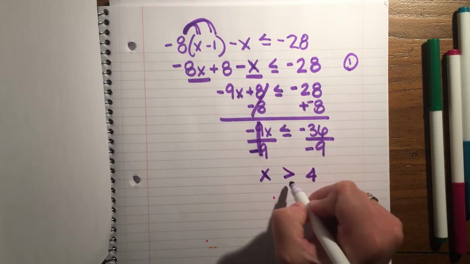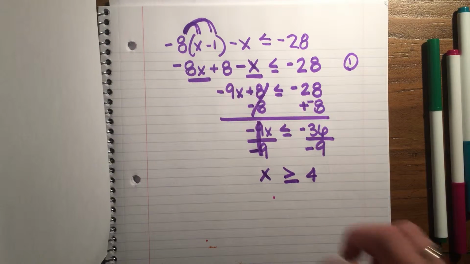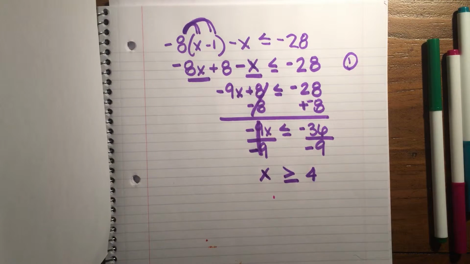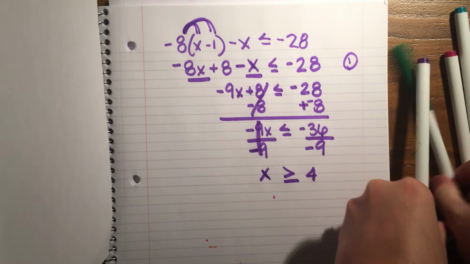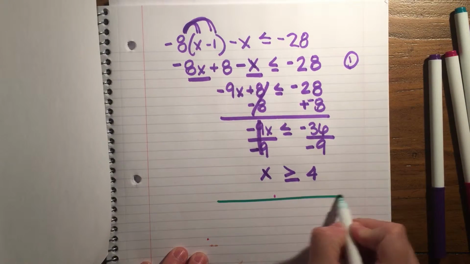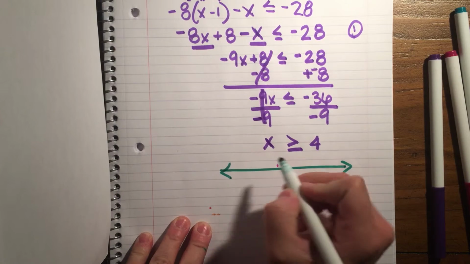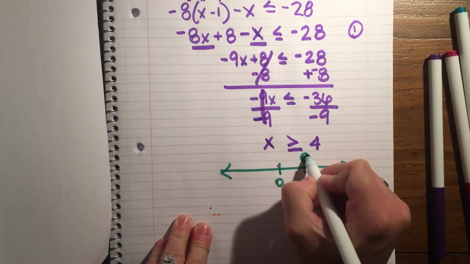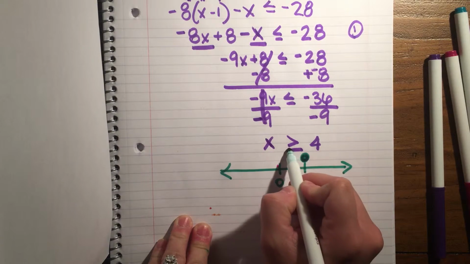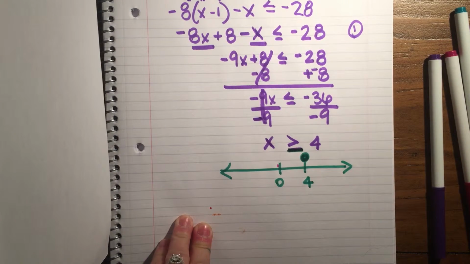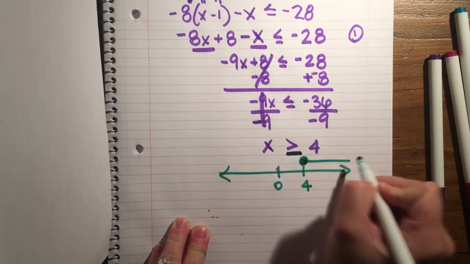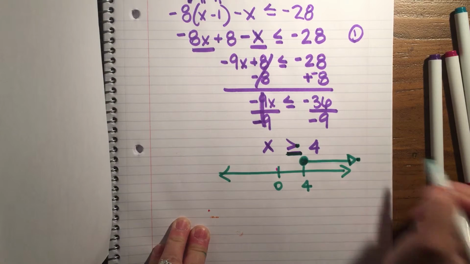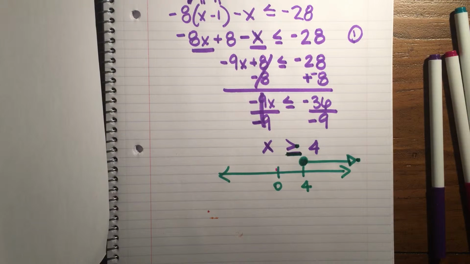And what do I do? I flip my inequality because I divided by a -9 when I was isolating my variable on that very last step. To graph it, I'm going to have a closed circle over 4 because it's greater than or equal to, and my arrow will point to the right. So if you look at my points, they're both pointing to the right. And that's how I know I've graphed it correctly.